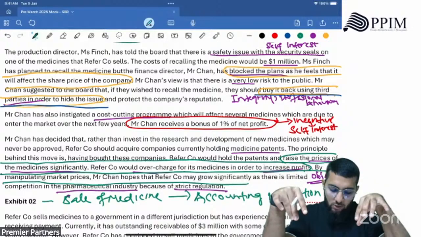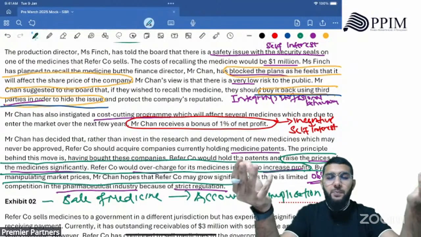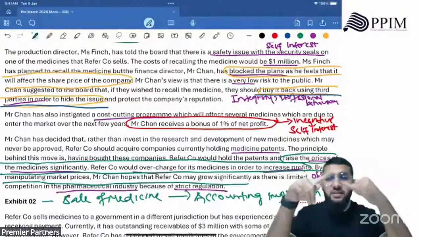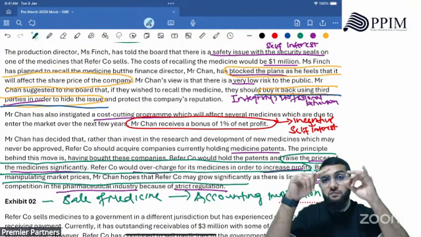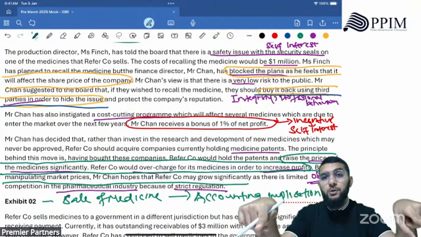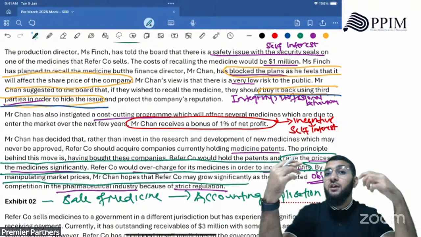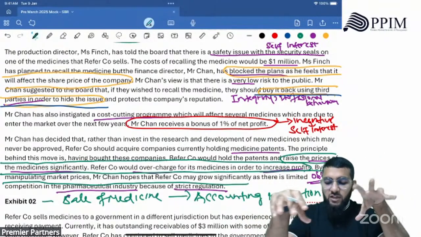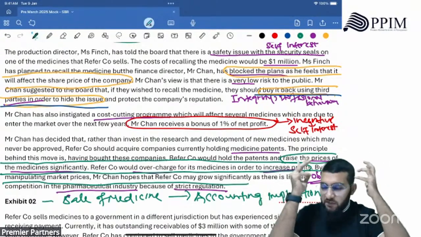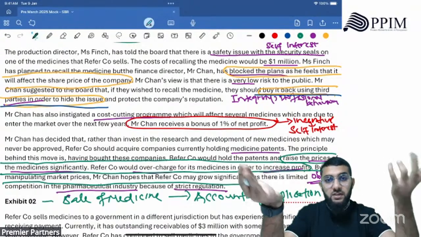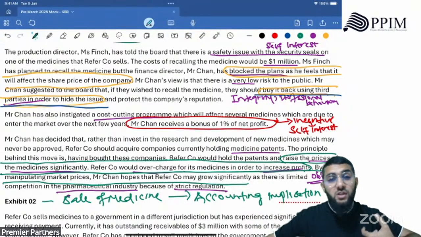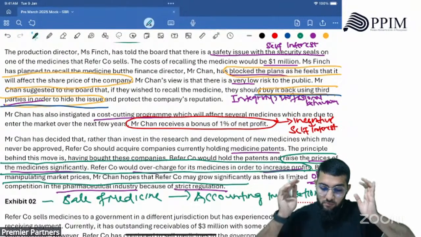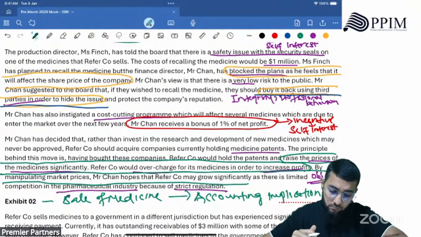Next one, buy it back using a third party. He's not behaving professionally because, one, with integrity, he is not being honest and is trying to manipulate, and two, he is behaving very unprofessionally in buying back using third parties, which, if caught, would cause reputational damage to the company. Now since the safety issue is there and security seals are damaged, that is going to come to light anyway, right? When it comes to light, that's going to cause more harm than good, and the cost is going to increase much more than $1 million. So that explanation is needed there, right?